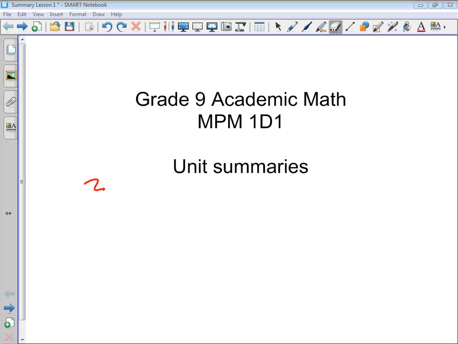So what we're going to do in this lesson is talk about the unit summaries that you're going to do in grade 9 academic math at the end of each one of the learning guides. We're going to talk about why we're doing these unit summaries, and I will go through all the stuff that you're going to need to put in your Unit 1 summary. So you can just copy it down and hand that in as your unit summary.